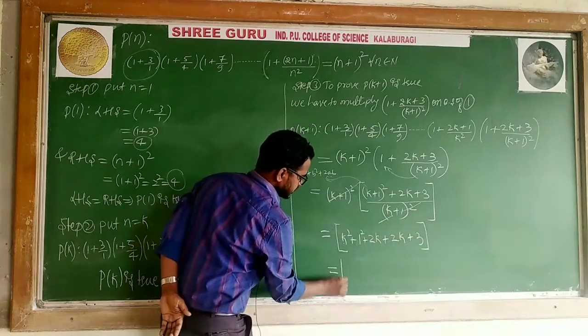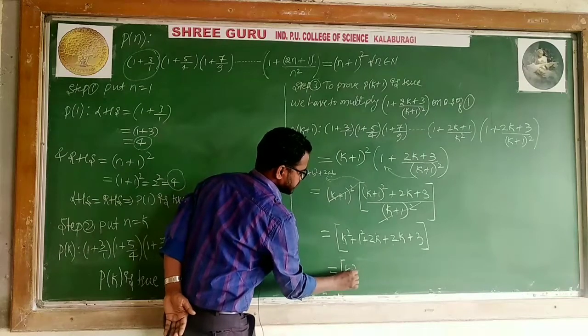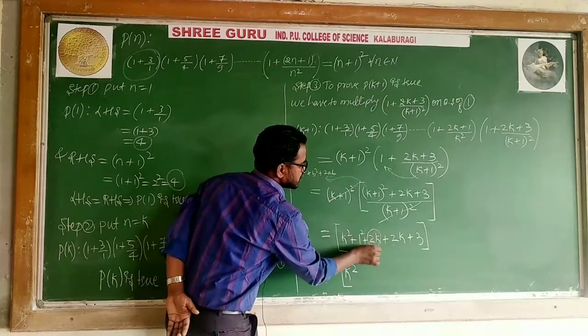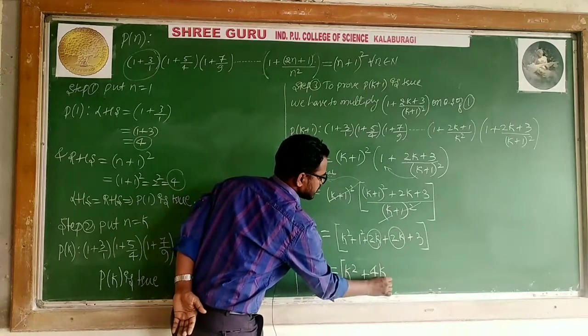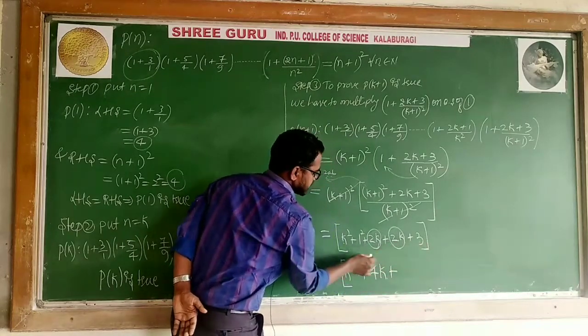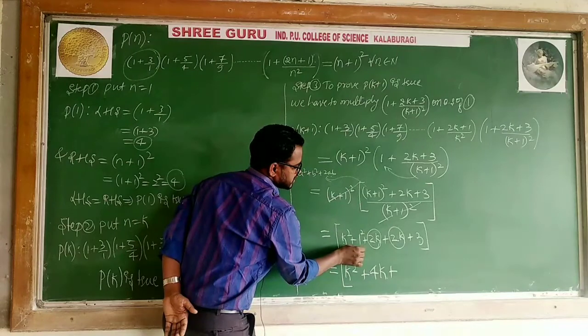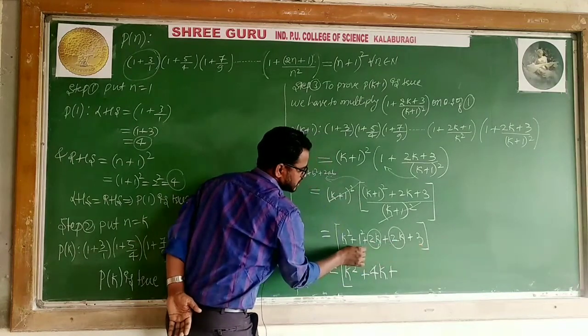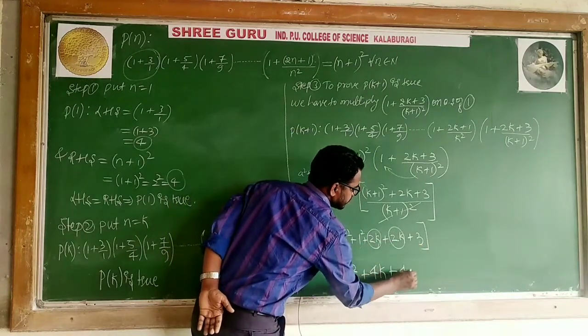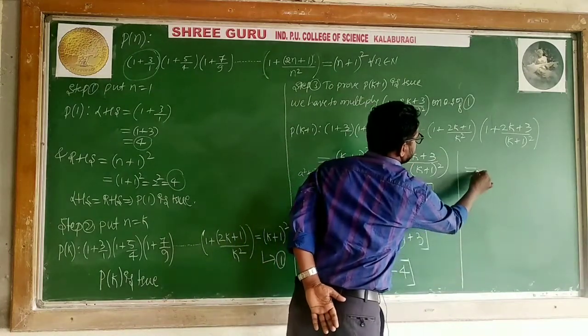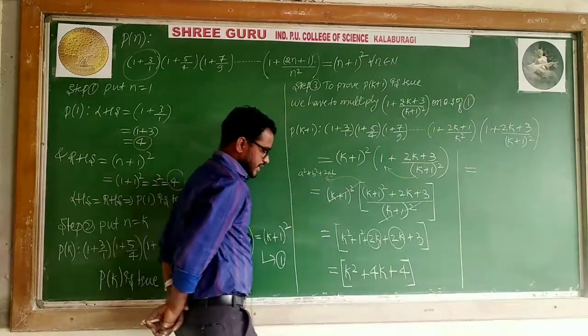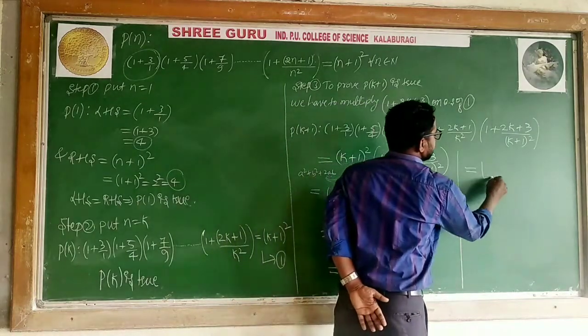This I can write still as k square. 2k plus 2k, how many k? 4k. Plus 3 plus 1 square. 3 plus 1 is how much? 4. This is the thing. I will continue: k square plus 4k plus 4.